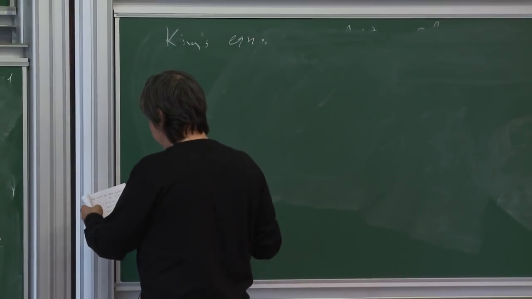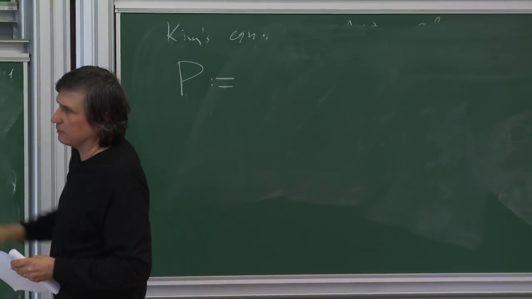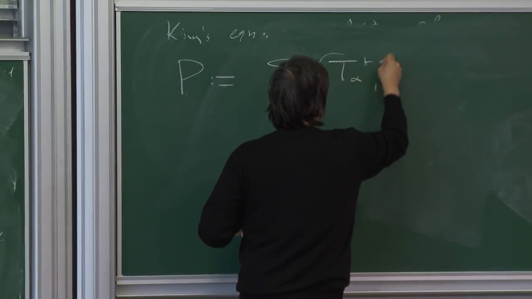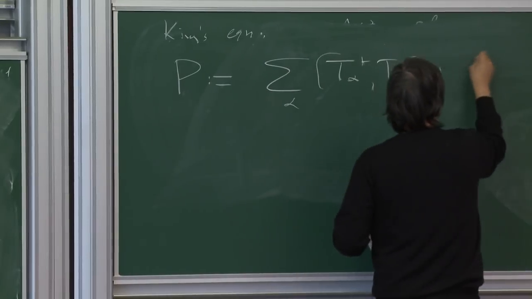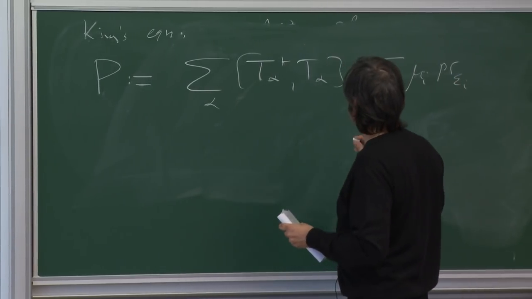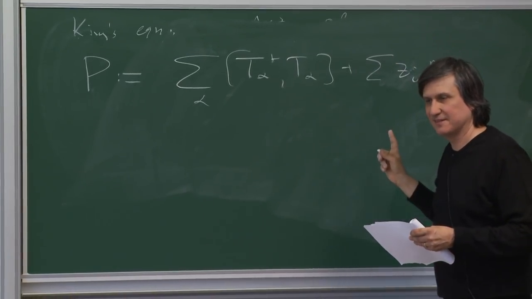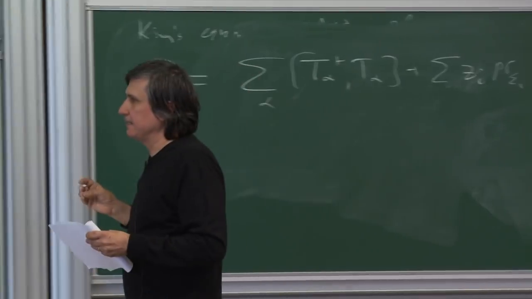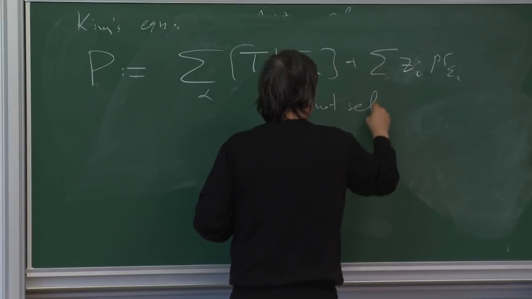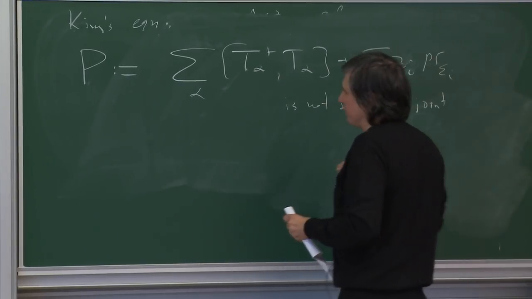One can formulate it in the following way. Consider an operator on this space given by the sum over commutants plus the sum over μ_i projective u_i. Now I put z_i instead of μ_i, these numbers. Now it's not a self-adjoint operator because the numbers are complex. But this operator is a normal operator.